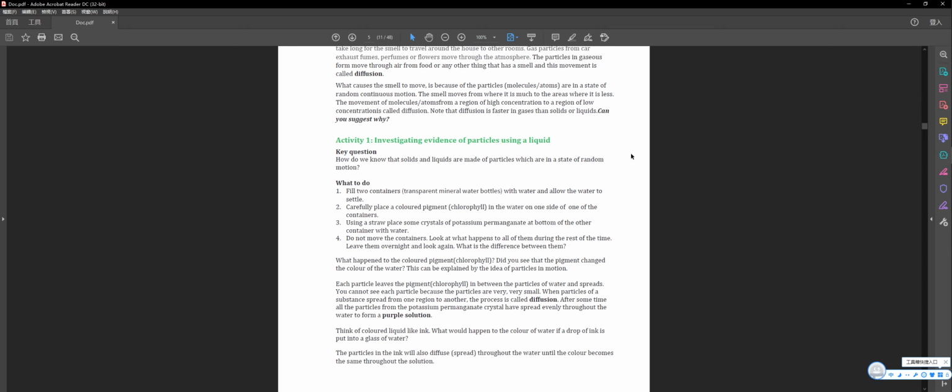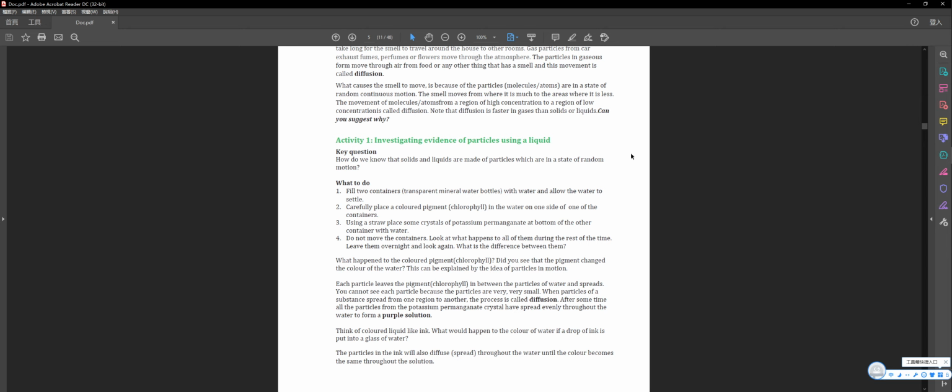Using a straw, place some crystals of potassium permanganate at the bottom of the other container with water. Do not move the containers. Look at what happens to all of them during the rest of the time. Leave them overnight and look again. What is the difference between them?